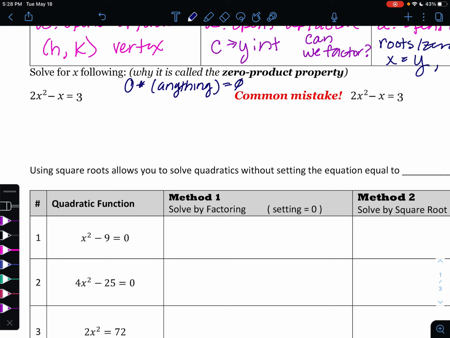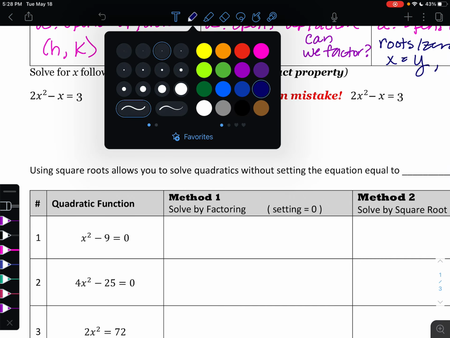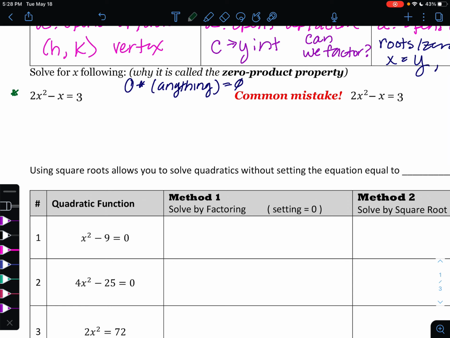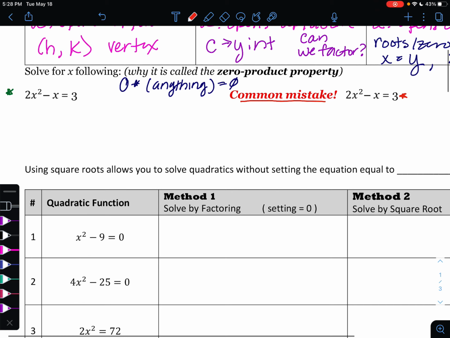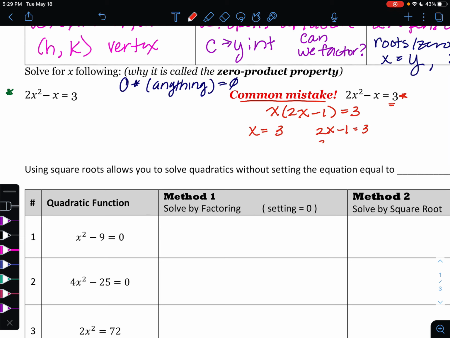I've got it twice here, so I'm going to do this one the right way in green, and I'm going to do this one the wrong way in red. I'll show you the wrong way first, because it should make sense why it's called the zero product property and, for example, not the 3 product property, right? This one is set equal to 3. So if we factored the first half, I would take out an x, and I'd be left with 2x minus 1 equals 3. Then using that same idea, I would say x equals 3, and 2x minus 1 equals 3, 2x equals 4, x equals 2.